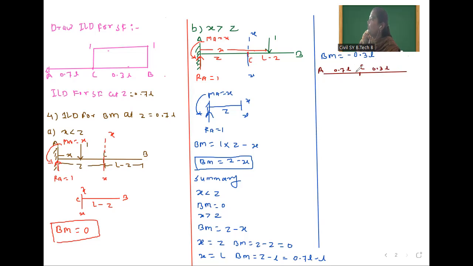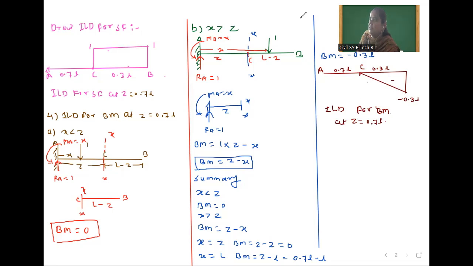Now from A to C, bending moment is 0. After that, for the second condition, bending moment is minus 0.3 L. That means below baseline, and we have to join at Z location. So this distance is here minus 0.3 L. This is a negative figure. So this is the ILD for bending moment at Z which is equal to 0.7 L.